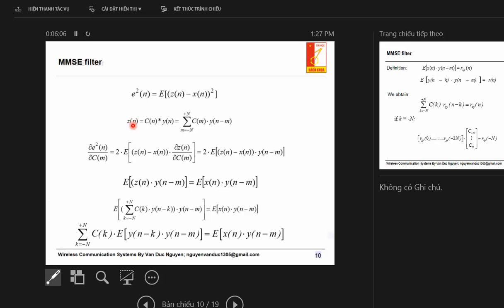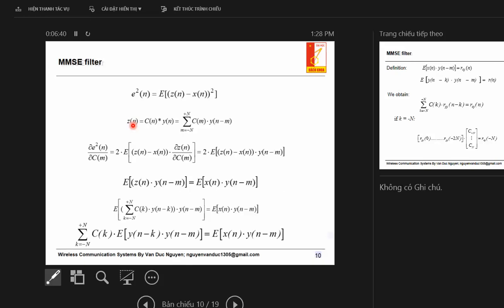Now we need to find the filter coefficient c_n. c_n is a variable that needs to be optimized or found. In order to minimize this cost function, you need to differentiate the cost function with respect to the filter coefficient.